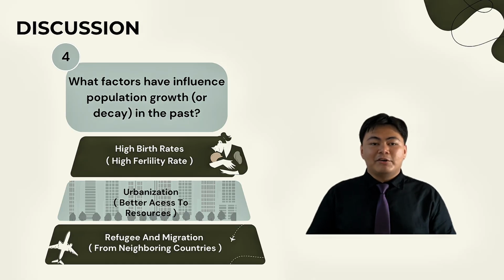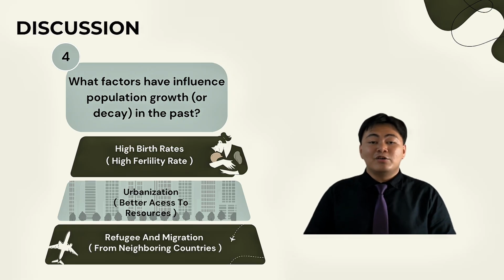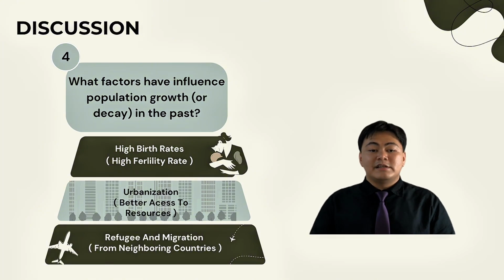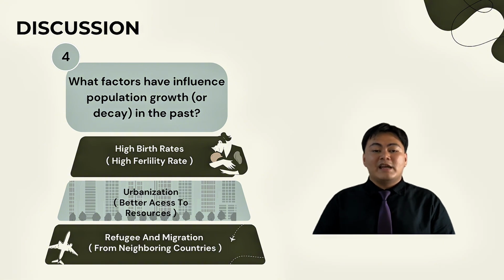Next, we jump to number 4, the factors that influence population growth in Bangladesh. First, the high birth rate due to cultural needs and also limited family planning. Secondly, urbanization. People move to the cities for better results and also jobs. Third, the refugees and migration from neighboring countries like Myanmar and also India. These factors drove the fast growth.